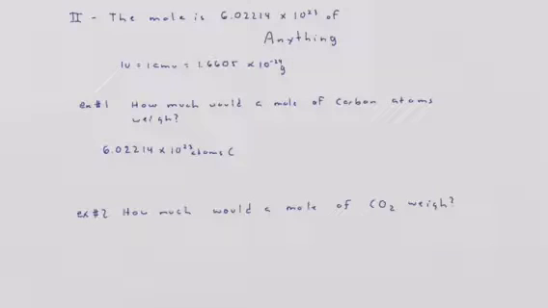Next page. All right, so what is the mole? The mole is 6.02214 times 10 to the 23rd of anything. You could have a mole of pennies, you could have a mole of marshmallows, or you could have a mole of atoms or a mole of molecules.